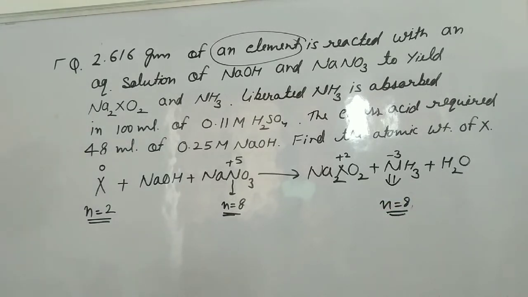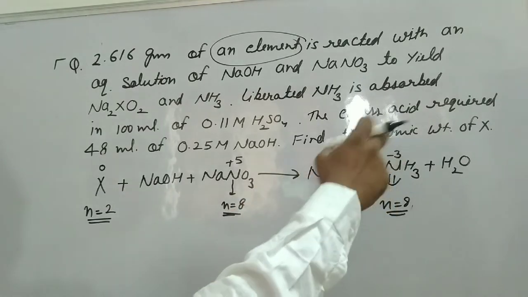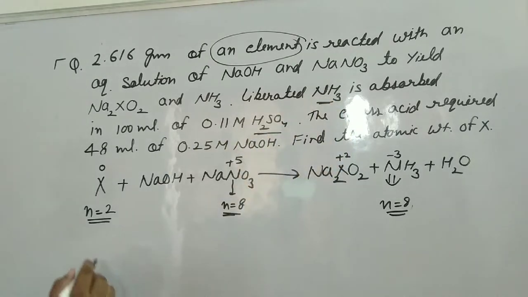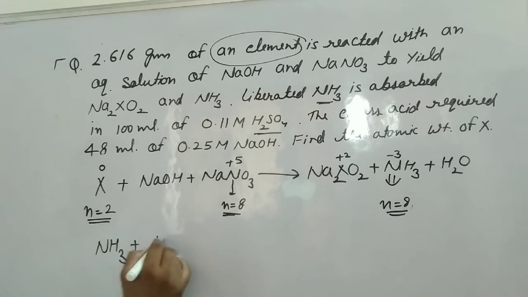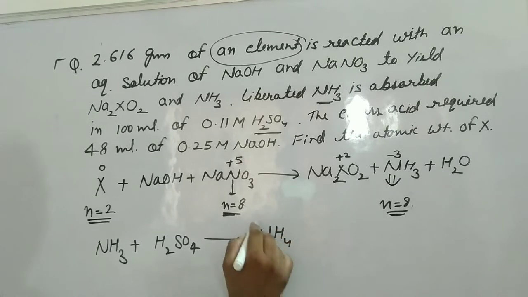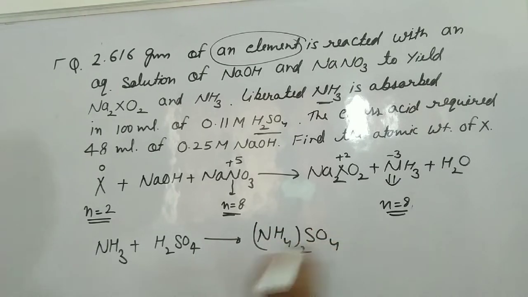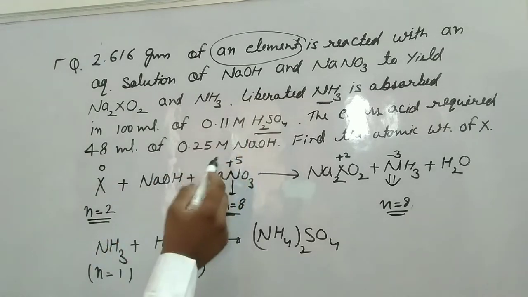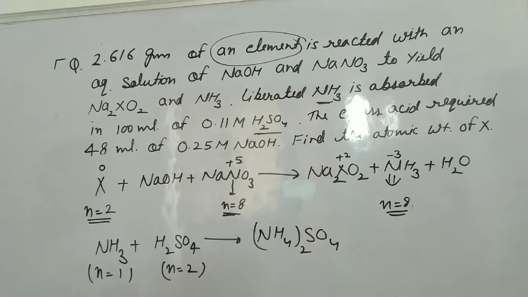And what happens when this NH3 is released? The liberated NH3 is absorbed in H2SO4. So what is the reaction here? NH3 plus H2SO4 gives ammonium sulfate. So we can find out the N factor of NH3 here, that is 1. And the N factor of H2SO4 here is 2. Clear?